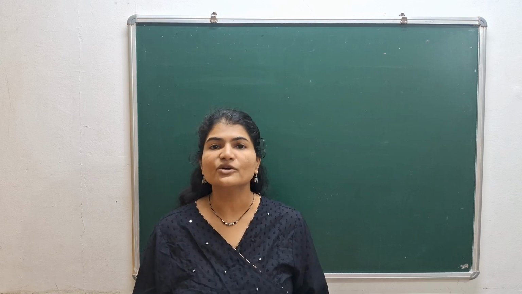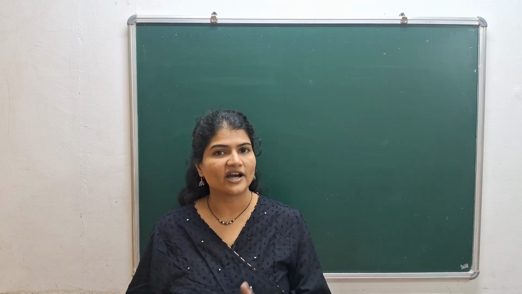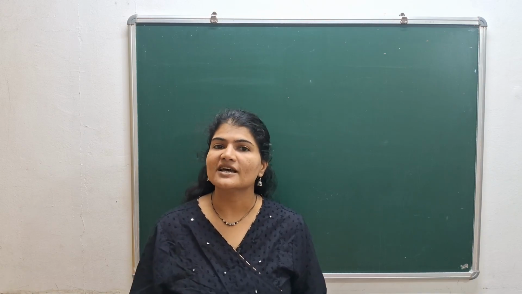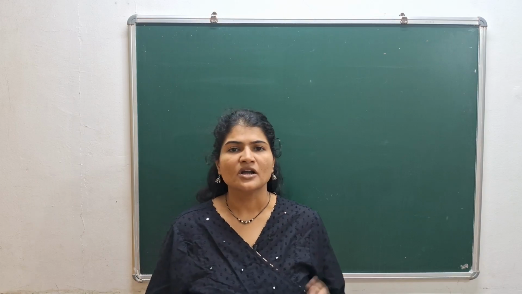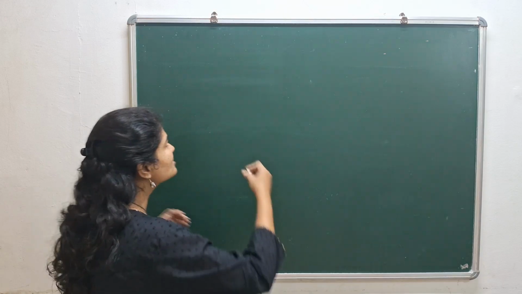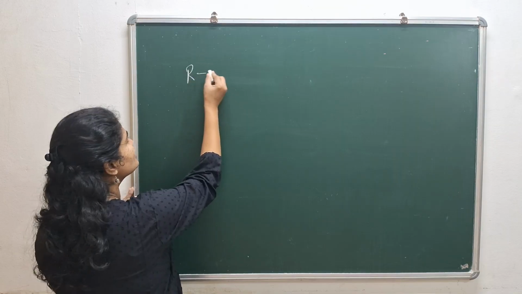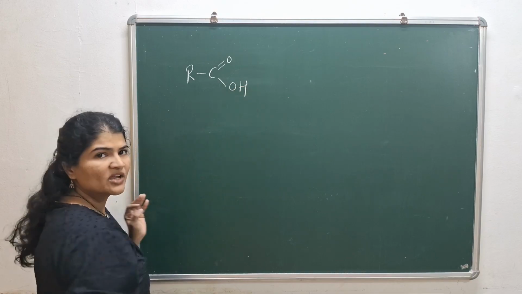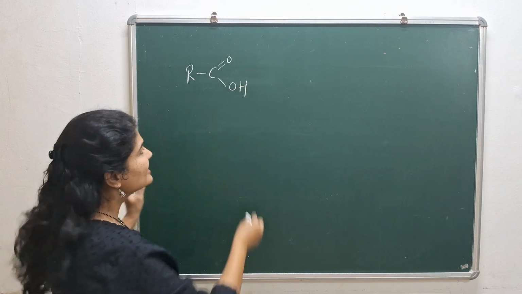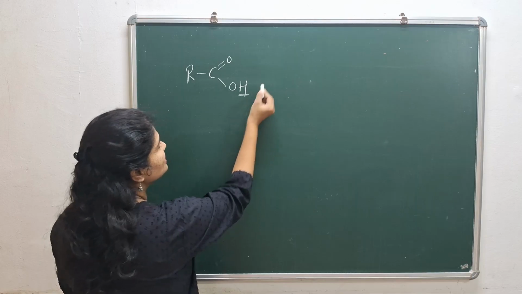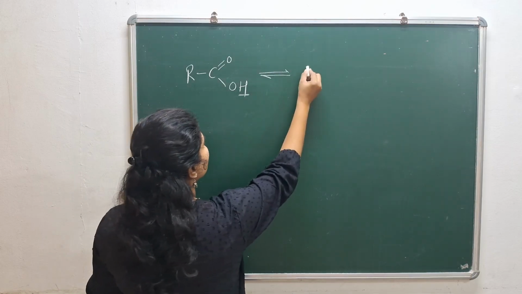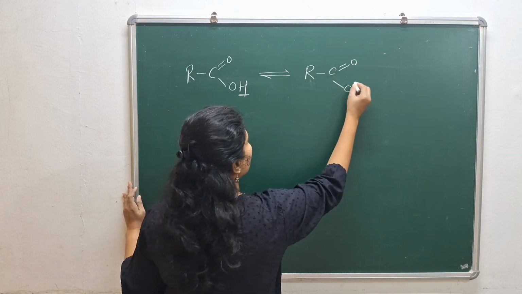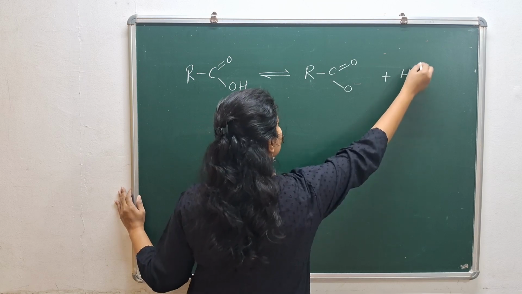In this video, we are going to discuss the acidity of carboxylic acids and the effect of substituents on the acidity of carboxylic acids. Now, as we all know, carboxylic acids have the general functional group RC=O-OH. This carboxylic acid can give away this proton and form the carboxylate ion, RCOO minus, and H plus.